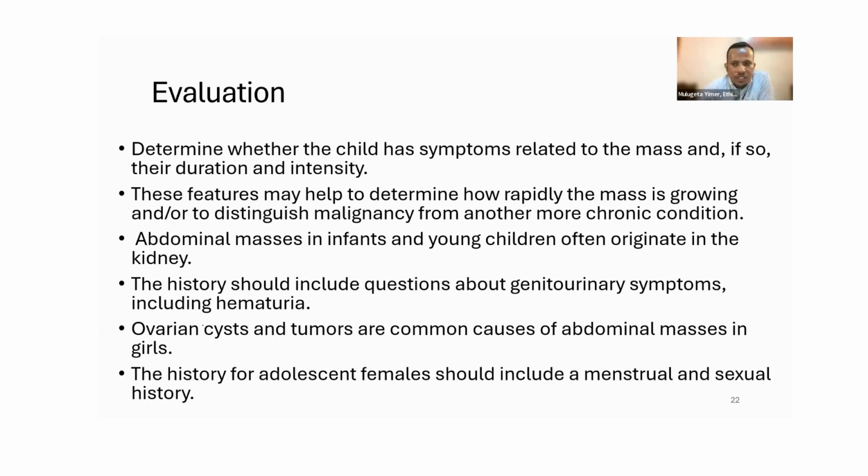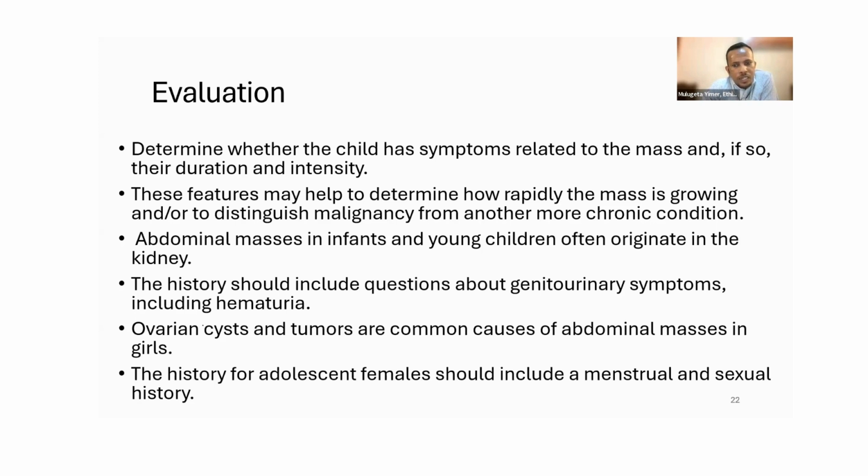If it is an infant or a young child, as we have said, more than half of these masses originate from the kidneys. So age is very important here. We need to ask about genitourinary symptoms, like hematuria, which is very important. This could happen in Wilms tumor, and it could sometimes happen in neuroblastoma. But when it happens, it will give us a clue about the nature of the mass.